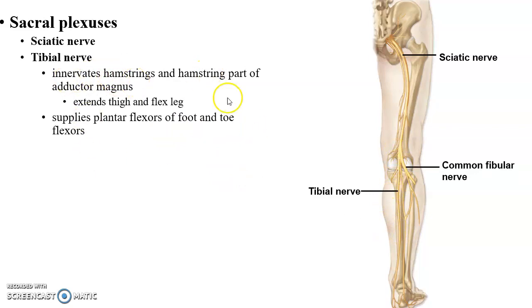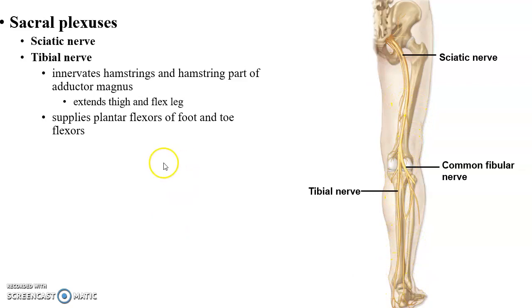The tibial nerve innervates the hamstring muscles and parts of the adductor magnus, as well as supplying innervation to plantar flexors of the foot and flexors of the toes. So muscles in the posterior side of the thigh and down to the back of the leg.